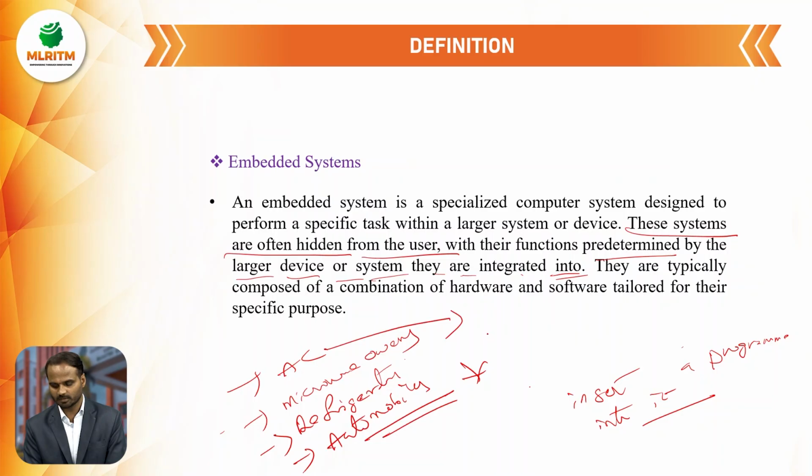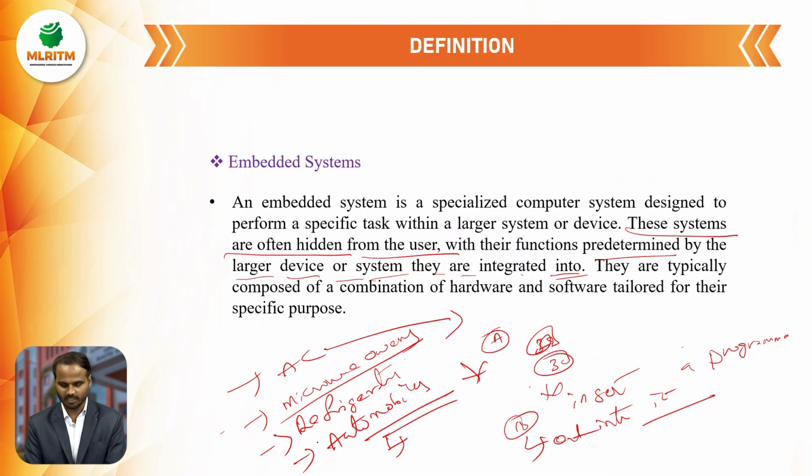ACs are given some temperature. After that, when the room temperature is reduced from 28, 30, 32 down to 18, automatically the outside AC unit will be off, the fan will be off. For that purpose, we are using a sensor. For that, we are inserting the program. Microwave is also like that, and refrigerator. They're all automobile units also. We are inserting the program into them. These are examples of embedded system design.